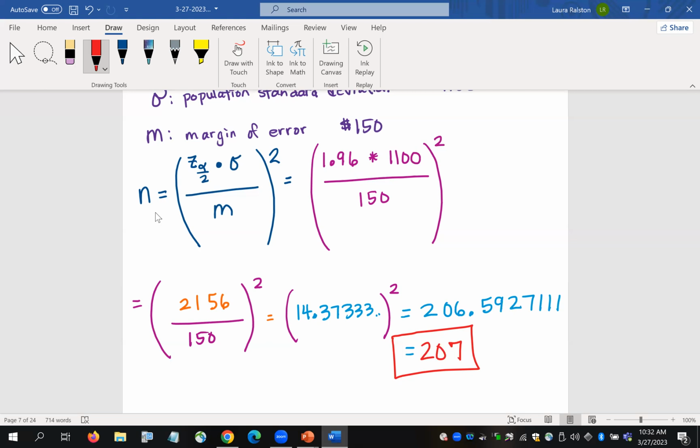Guys, don't overthink it and make it harder than it is. All of the information you need is given in the problem. You are simply plugging and chugging into a formula. Questions on sample size estimation.